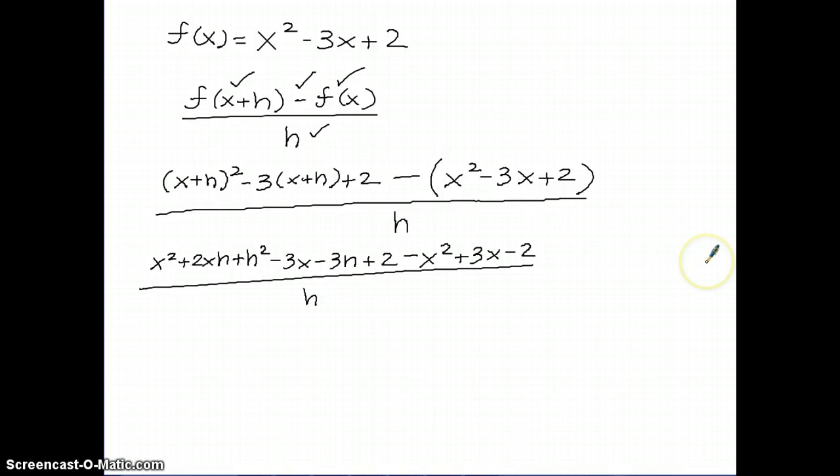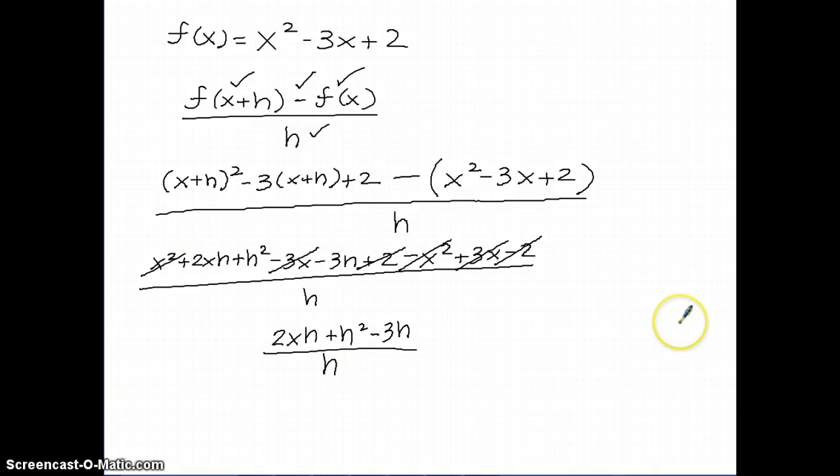If you've done this problem correctly, everything that was in the parentheses here will now cancel out. The negative x squared with the positive x squared, the positive 3x with the negative 3x, the negative 2 with the positive 2. And everything that's left up top should contain an h. We're left with 2xh plus h squared minus 3h all over h.